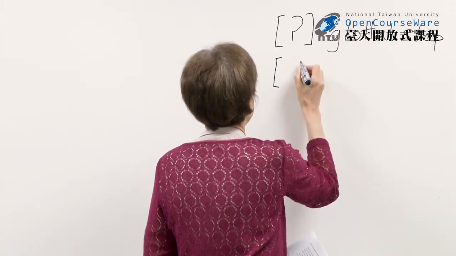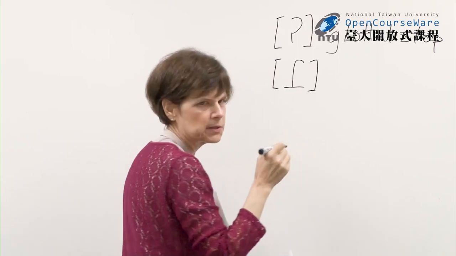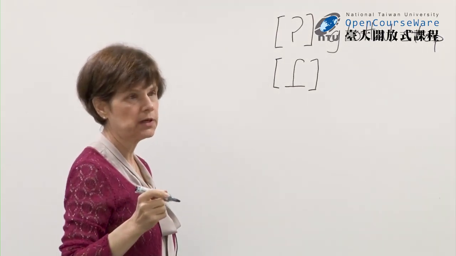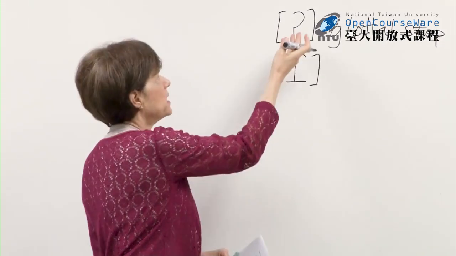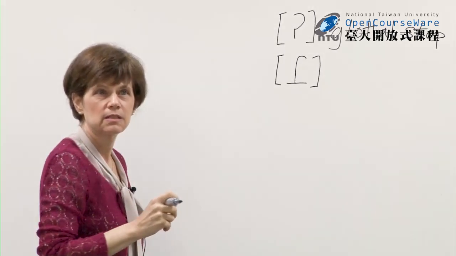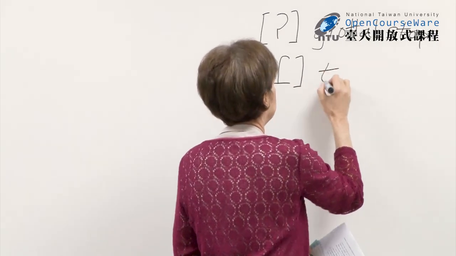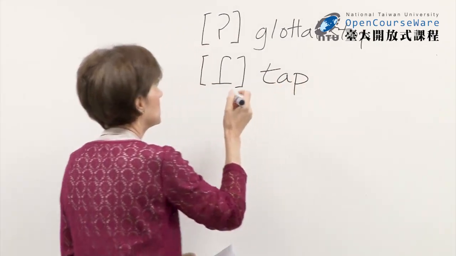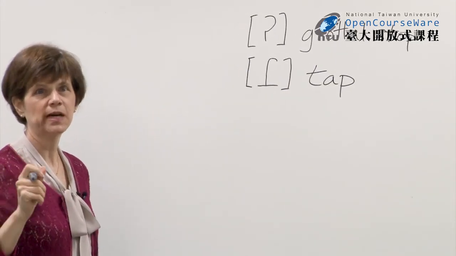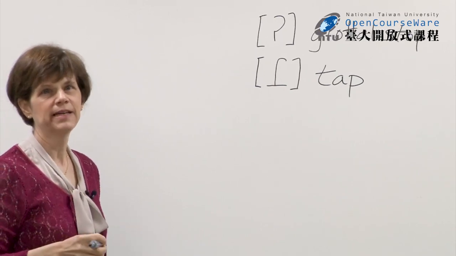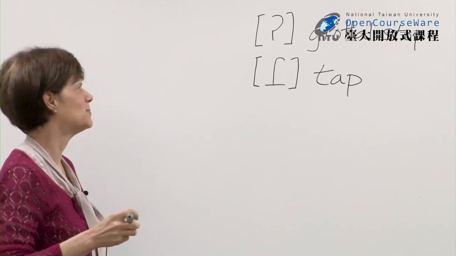I want you to look at this symbol. If you can't see it clearly, either come up close to the front or look it up in your textbook or online. Is this a backwards version of this? No. Many of you have the mistaken impression that this symbol, which is a tap, is a backwards glottal stop symbol. So those of you who had that impression, please correct it now, because the TAs are complaining that it seems to be turning up over and over and over again. So some of you definitely have this misunderstanding.